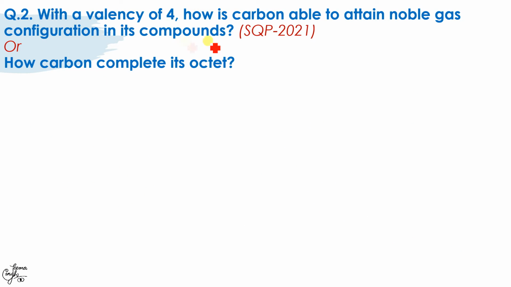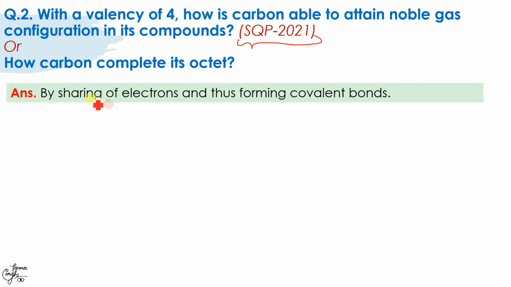The next question has been a sample question in the year 2021, right? With a valency of 4, how is carbon able to attain noble gas configuration in its compounds, or how does carbon complete its octet? I've just told you the answer is simply by sharing of electrons and thus forming covalent bonds.